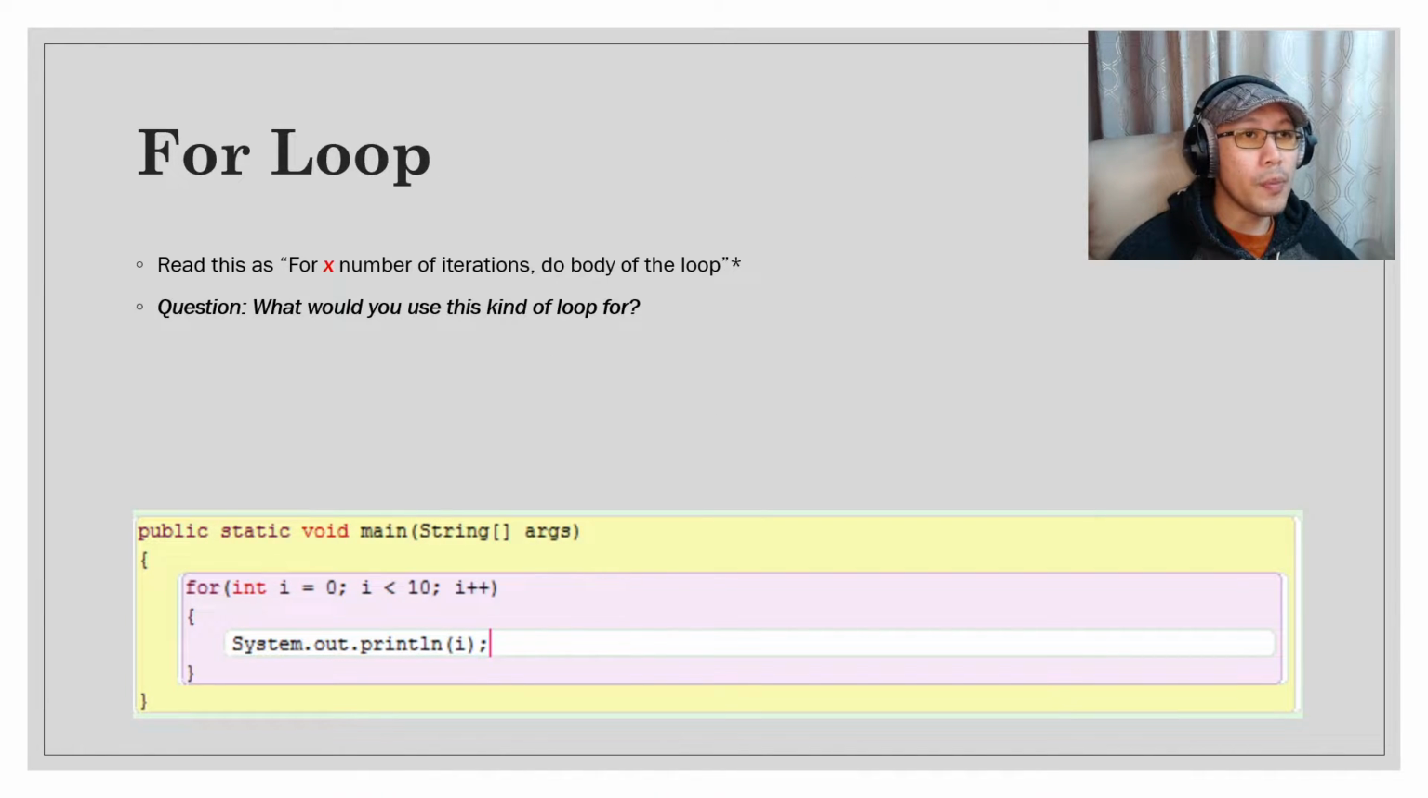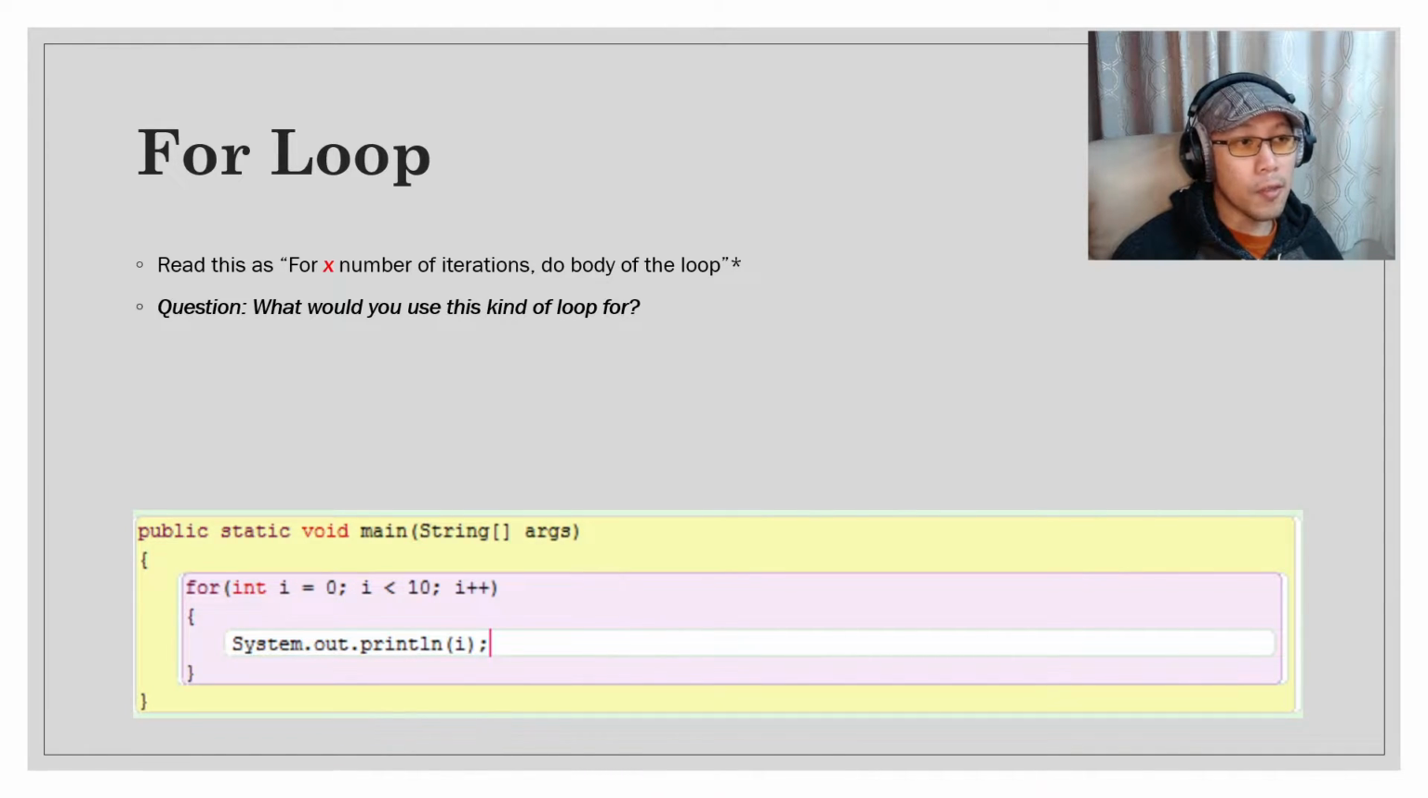Okay, so let's think about the for loop. The for loop behaves very differently than the other loops that we've looked at so far. Previously, we looked at the while loop and the do while loop. The for loop is a little bit different. You want to think of the for loop as: for some certain number of iterations that are predefined, do the body of the loop. And the number one thing that you should be thinking about is, why is this useful? What would you want to use this kind of loop for?